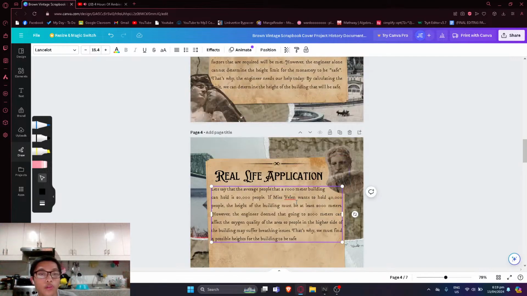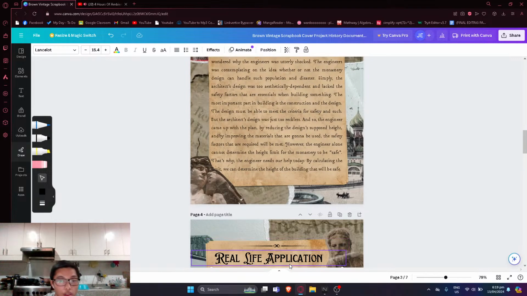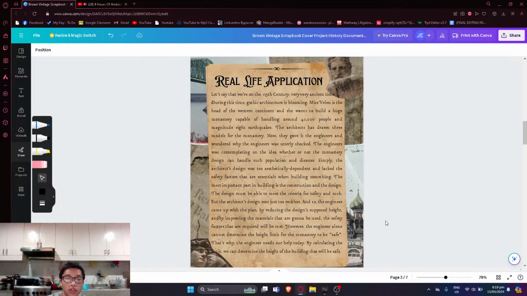Okay, so the average people, let's read this again. Let's say that we're in the 15th century, a very ancient time. During this time, Gothic architecture is blooming. Miss Velen is the head of the Western continent and she wants to build a huge monastery capable of handling around 40,000 people in a magnitude 8 earthquake. The architects have drawn 3 models for the monastery. Now they give them to the engineers and the engineers are utterly shocked. The engineers were contemplating whether or not the monastery design can handle such a population and disaster.